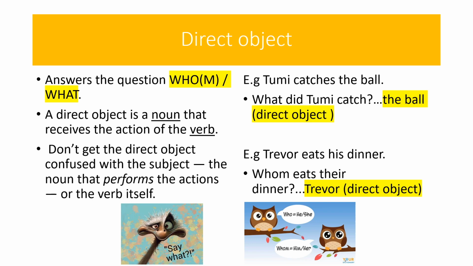Then, the next example, Trevor eats his dinner. Whom eats their dinner? Trevor eats the dinner. So therefore, Trevor is now the direct object.